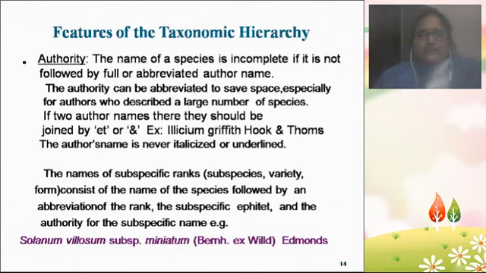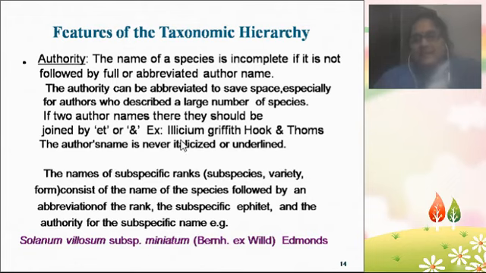And if one author describes a large number of species, then we can normally use the abbreviation of the author name. And if one plant is identified by two different scientists, two different authors, then after the species name, the two scientists' names will be there, joined by the word et or sometimes ex. You can see the cursor here. So if a single plant is identified by two scientists, then after the species name, the two scientists' names will come.